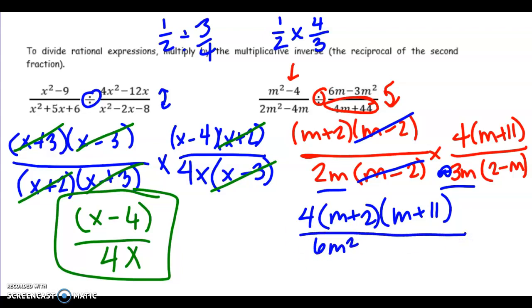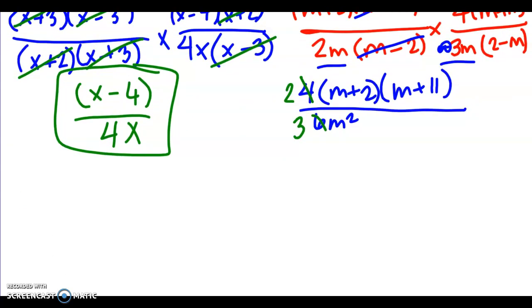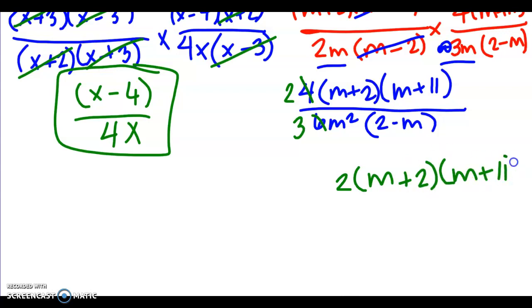Now, I actually can reduce this one a little bit farther. I can't reduce the m's. The m's are going to stay there. But the numbers out front can both be divided by 2. So my final answer for this one is 2. And then I would have m. Oh, wait. Hold on. I've got 2 minus m on the bottom, too. So I've got m plus 2, m plus 11. On the bottom, I end up with 3m squared, and then I have 2 minus m.